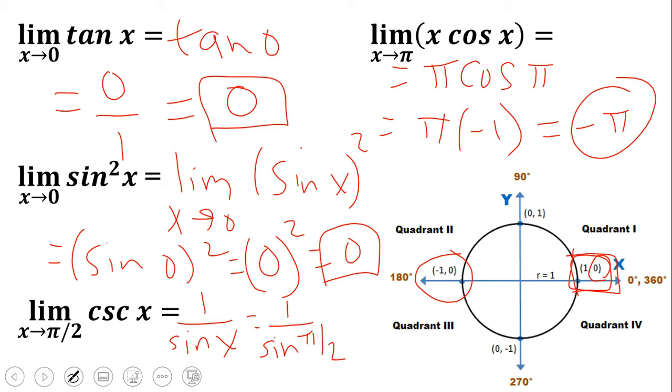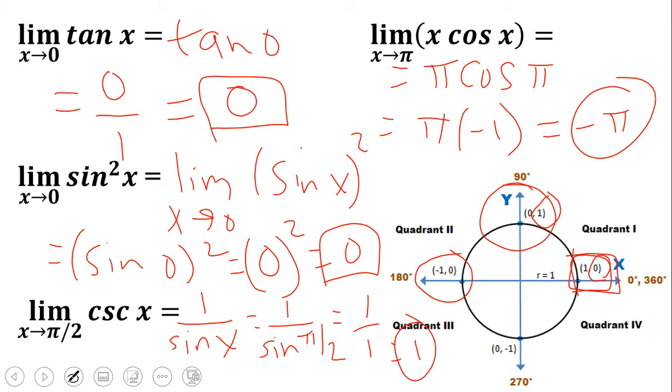In order to find the sine of pi over 2, you have to go to where pi over 2 is located, which is at the top of the circle. The sine is, of course, the y value. If you're doing 1 over the sine of pi over 2, you're doing 1 over 1. And of course, 1 over 1 is equal to 1. So these are about as easy as it gets.